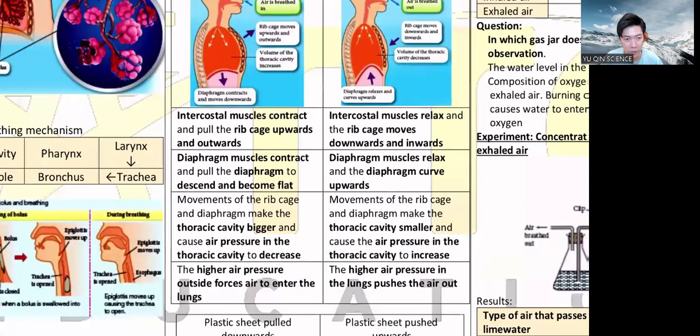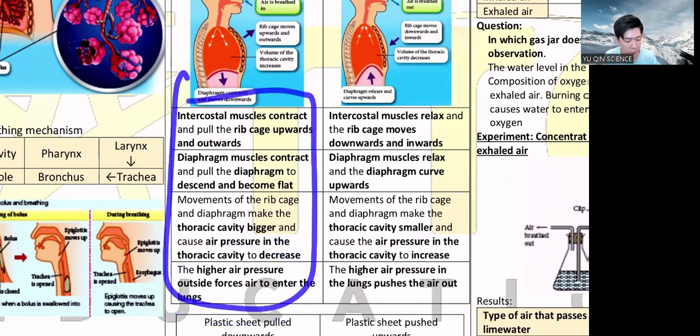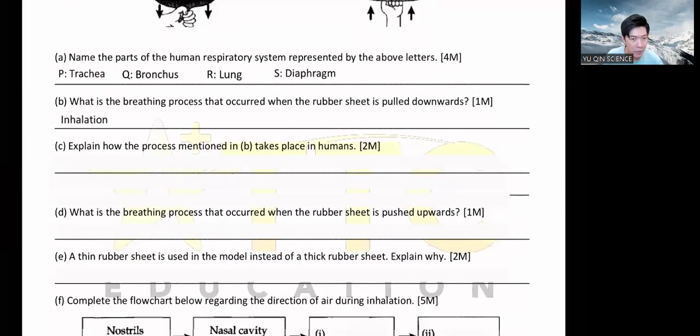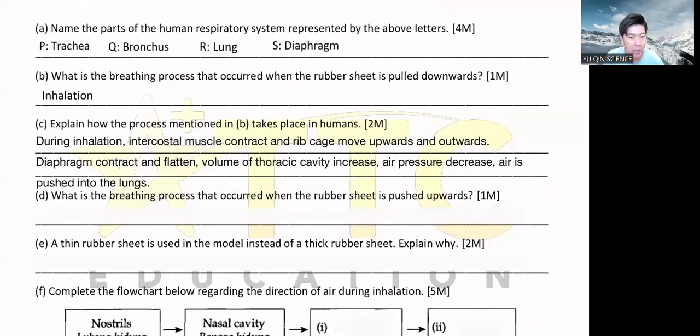So based on your pressure theory, when the volume increases, pressure will decrease. So when the volume of the lung increases, the pressure will decrease. So higher pressure outside will push the air into your lung. That's how you breathe in. Of course, this is a lot to write. We can simplify for 2 marks. I tried my best to simplify, but it is still very long.